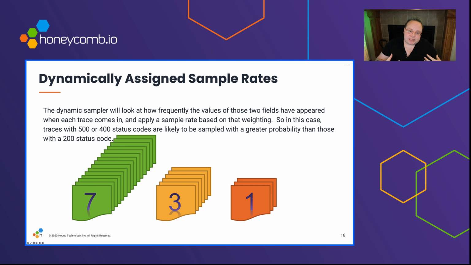And we're trying to come up with a target sample rate that we want all of this to work out to. So 200s might be sampled with a sample rate of 7, and 400s might be sampled with a sample rate of 3, and 500s are sampled with a sample rate of 1, and ultimately we have a sample rate of 4.5 for all of our traffic that's going through this dynamic sampler.